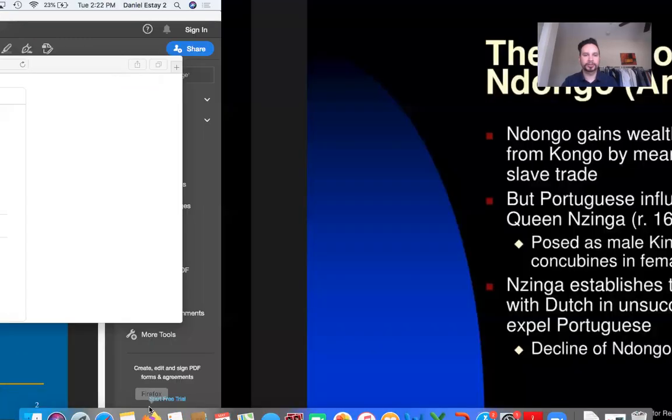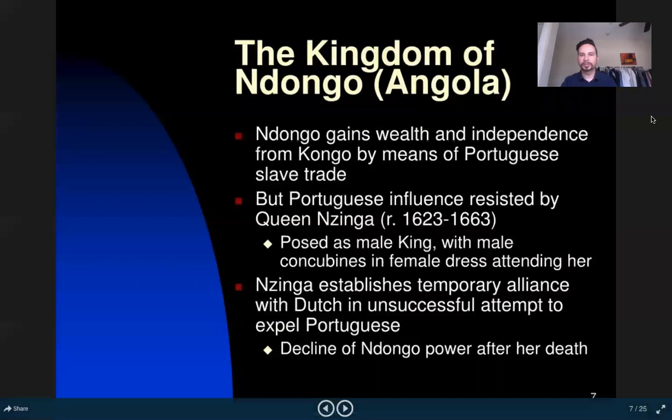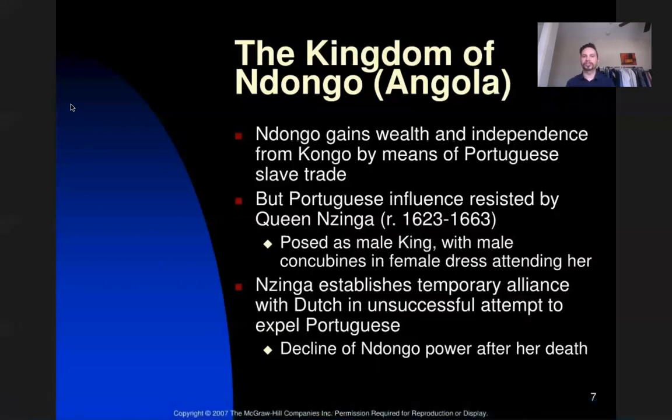Let's go back. So Ndongo gains wealth and independence from the Congo by means of the Portuguese slave trade. But the Portuguese influence that was resisted by Queen Nzinga posed a threat to Portuguese dominance. So she was a very interesting woman.